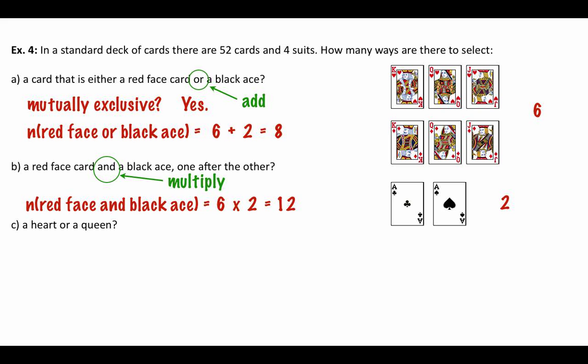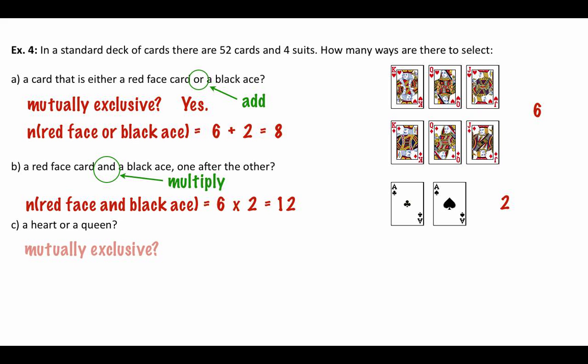All right. So now we come to part C, which is: how many ways are there that we could select a heart or a queen? We see the word "or," so we're thinking we're going to be adding at some point. That's one thing we're going to think.